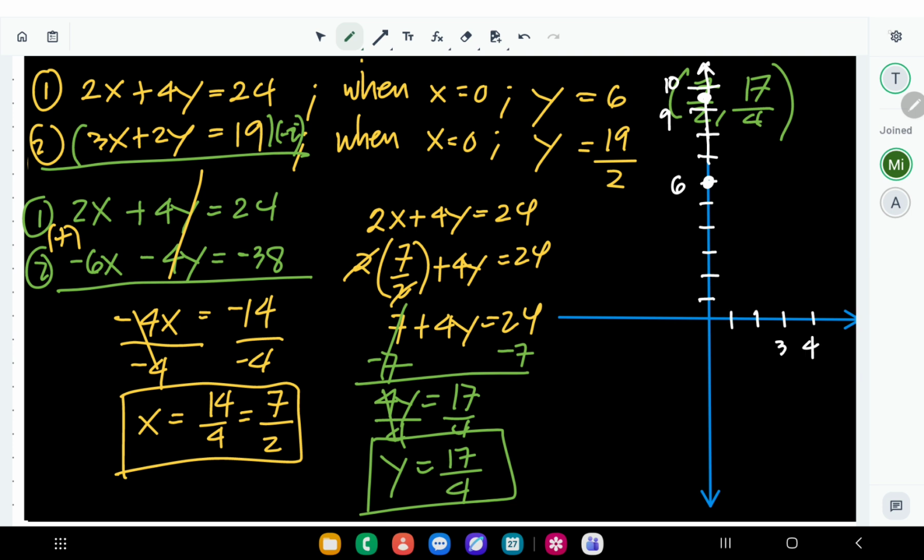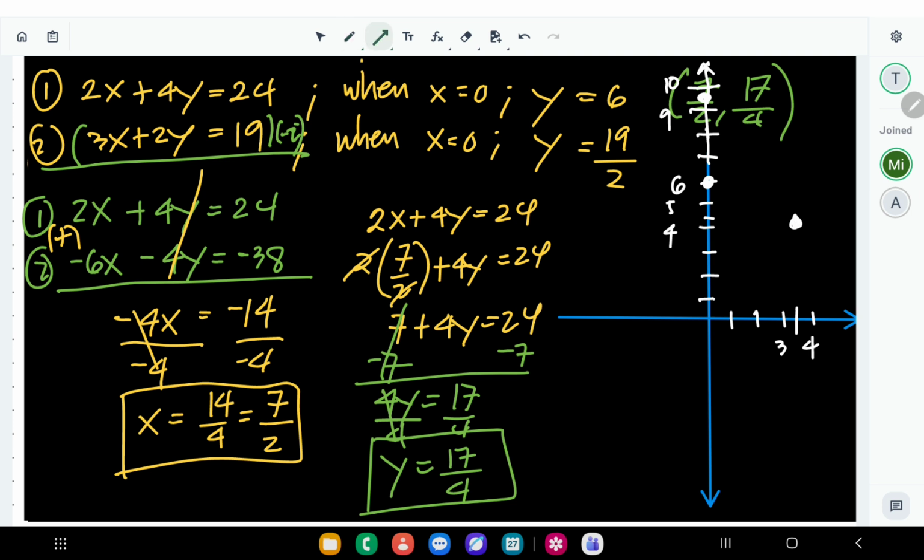What is V? Oh, yeah, you can do that. But then that's what I got, the values of x and y, the solution. So this 7 over 2 is 3.5, is somewhere here. And 17 over 4 is 4.25. So this is 4, this is 5. So it's somewhere here. So this is the point.